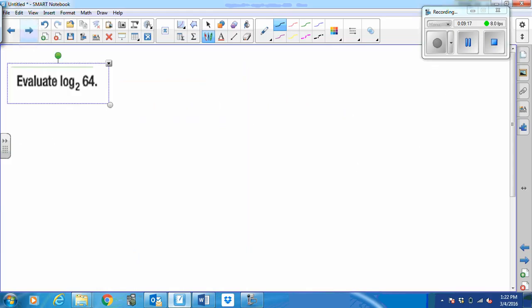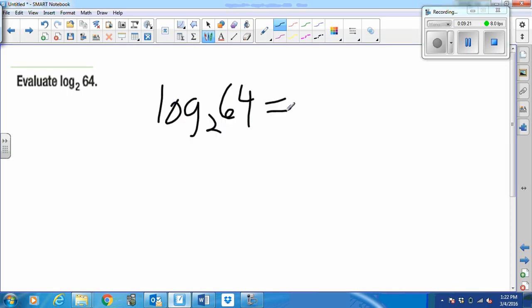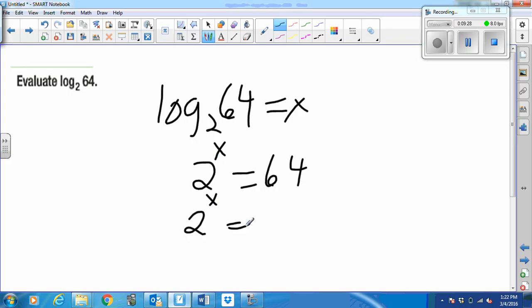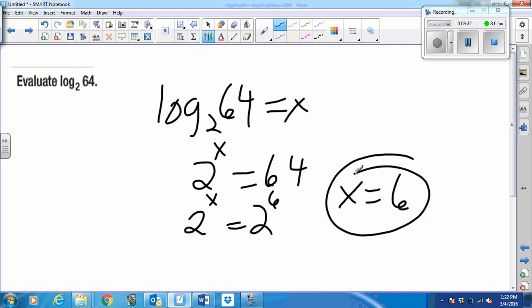Evaluate log base 2 of 64. This is basically saying figure out what that equals. So log base 2 of 64 equals x. That means 2 to the x equals 64. Find a common base. 2 to the x equals 2 to the 6, therefore x must equal 6.